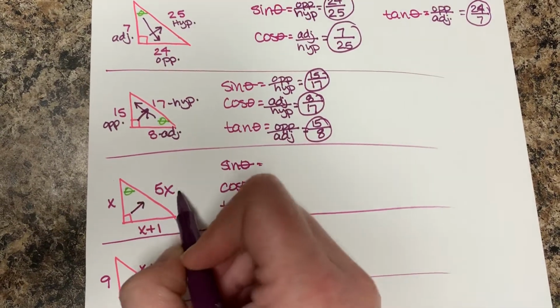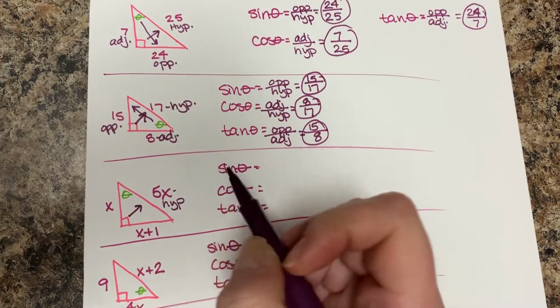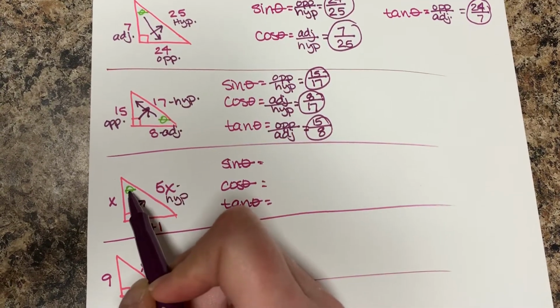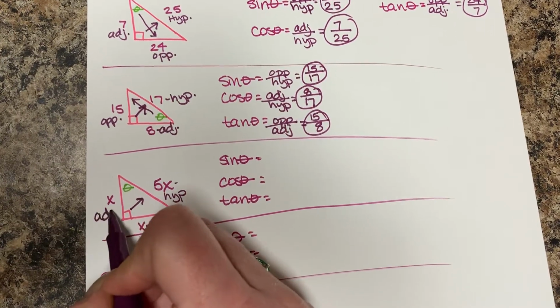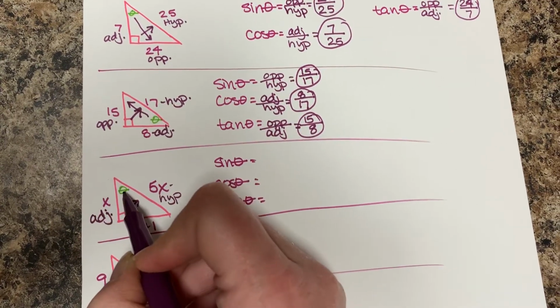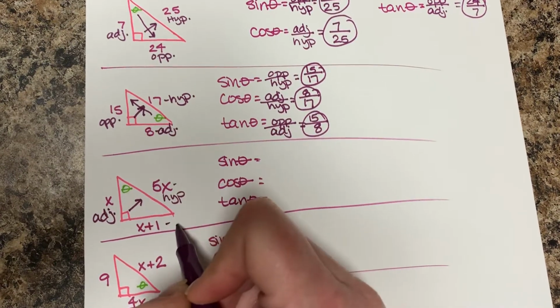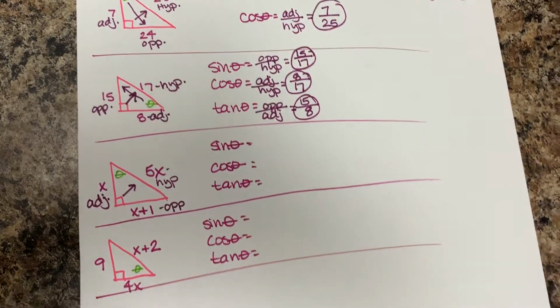Across from our right angle, this is our hypotenuse. Here's theta. So our adjacent side is this side right here, right? Because it is beside theta. And on the opposite side of the triangle, we have this side. So this is our opposite side.